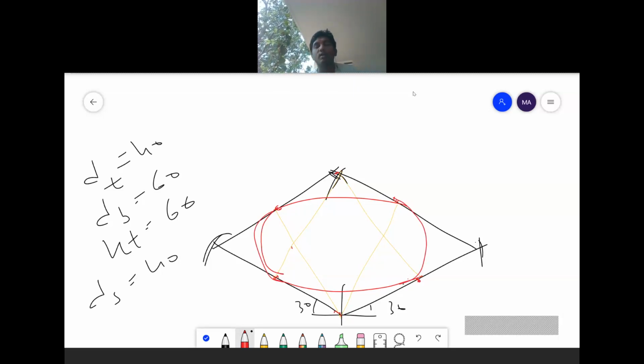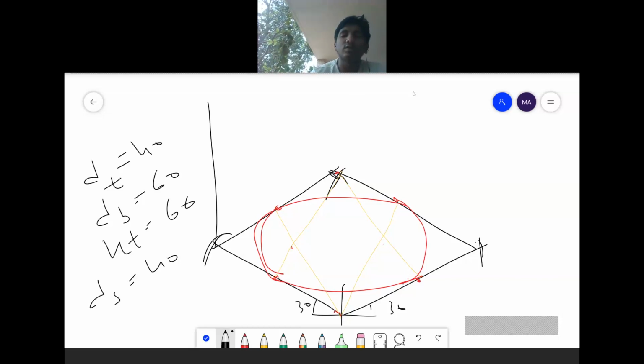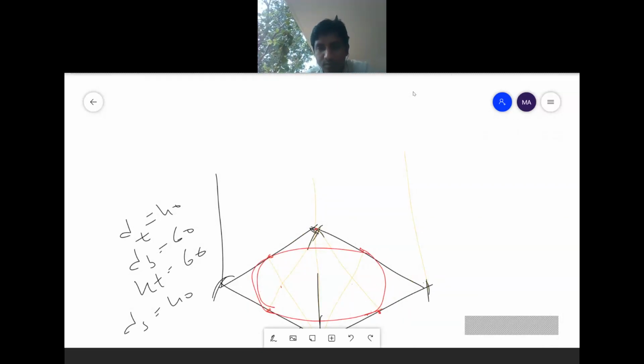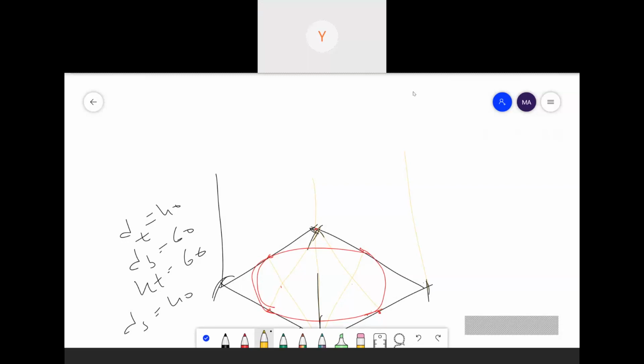I'm drawing another arc. After that, the given height is how much? Sixty mm. So I'm extending this one to 60 and this one to 60. I use the yellow pen here.